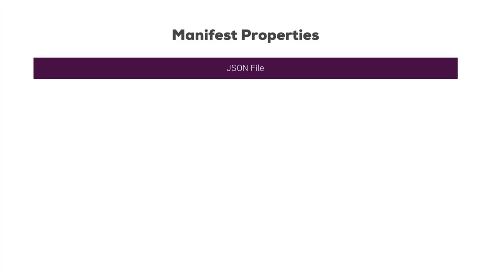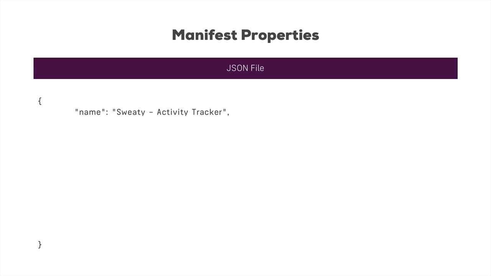We added the manifest.json file in the last video. Now how can we fill it with life? There are a couple of properties we can add to this JSON file. For example, the name property. This allows us to assign a name to our progressive web application.